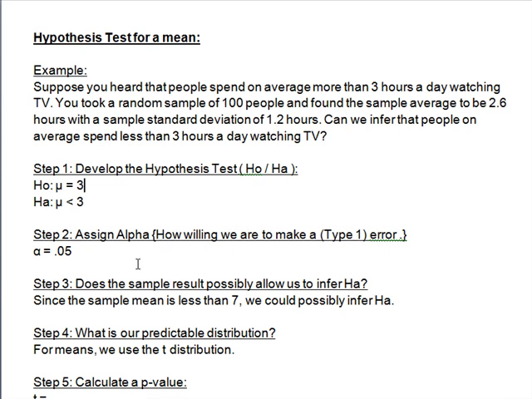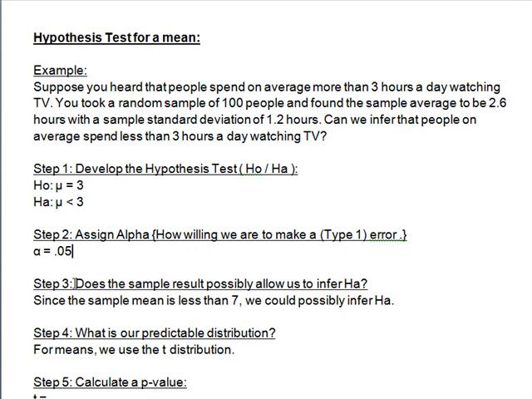So equal to 3. Now step 2 is assigning alpha, how willing we are to make a type 1 error, wrongly rejecting a true null hypothesis. And the problem doesn't say, so the industry standard is 0.05, so we'll use that. So we have a 95% confidence level.